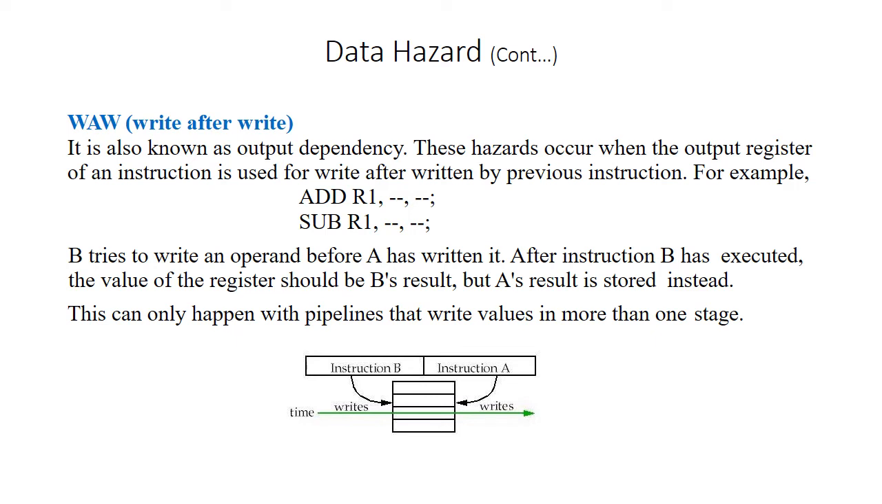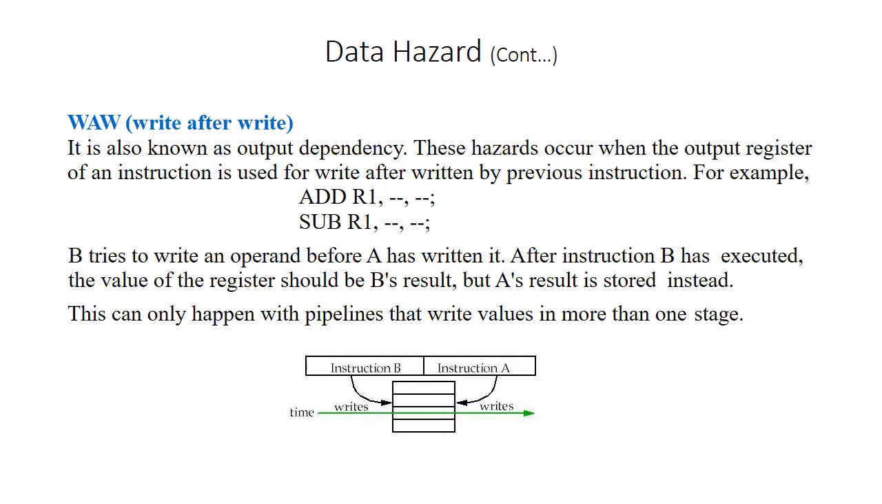And the next example is write after write. That means you can write a value before anyone else writes. It is also known as output dependency. This hazard occurs when the output register of an instruction is used for a write after a write by a previous instruction. For example, here add writes a value for R1, and subtraction also writes a value for R1, so that will be changing the value in both instructions. So this is an example of write after write.